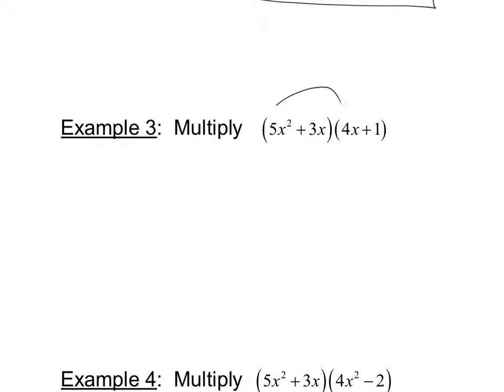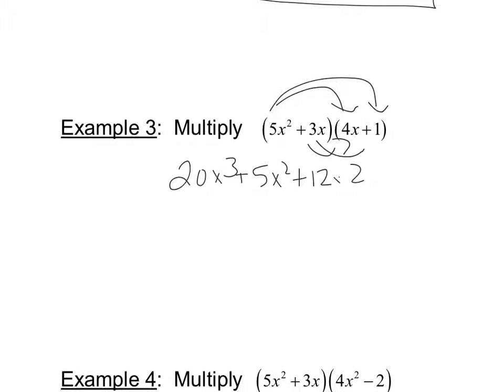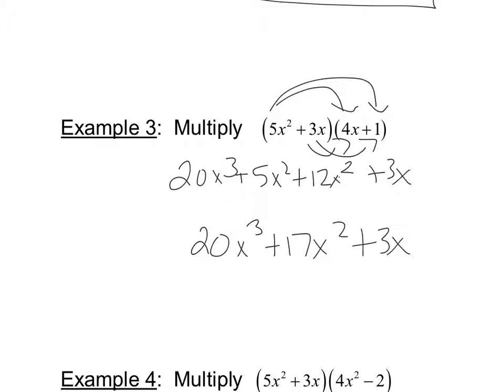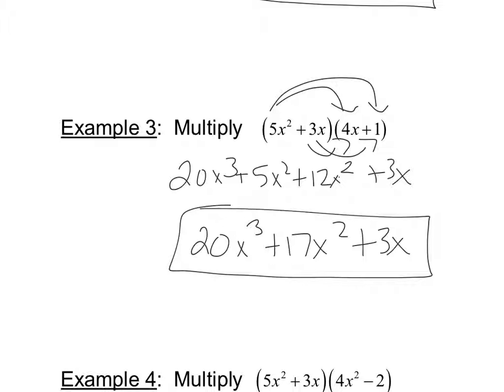So distribute, so you get 20x to the third plus 5x squared plus 12x squared plus 3x. Combine the like terms, so you have 20x to the third plus 17x squared plus 3x. Okay, let's look at some more here.